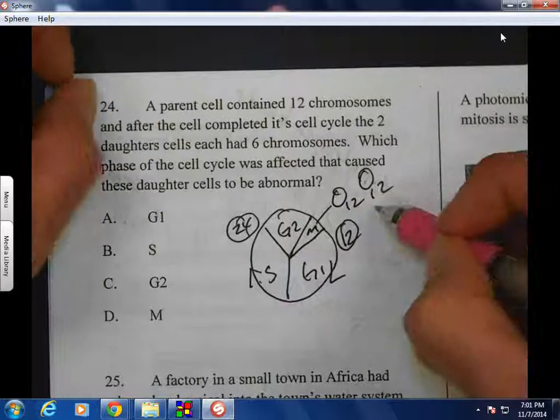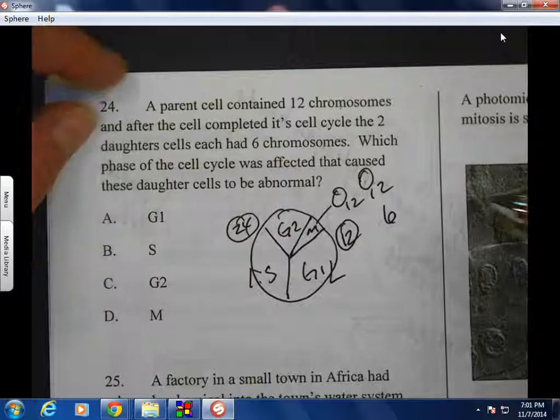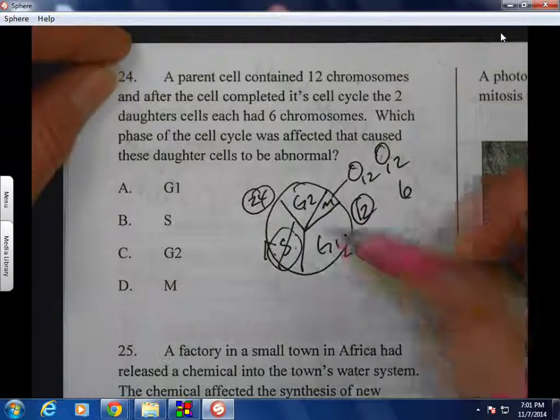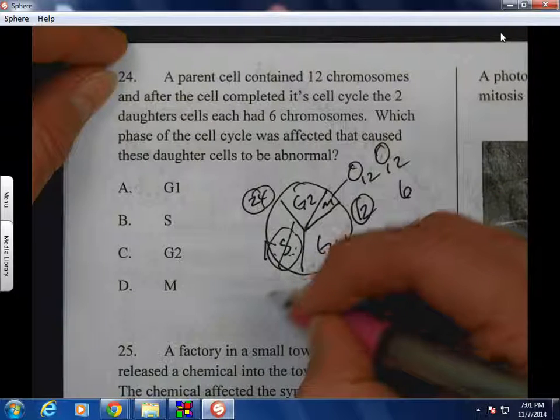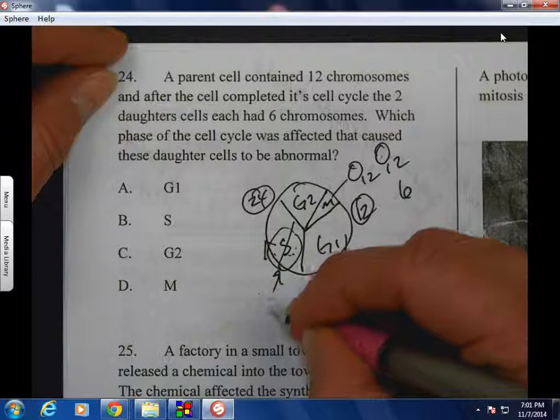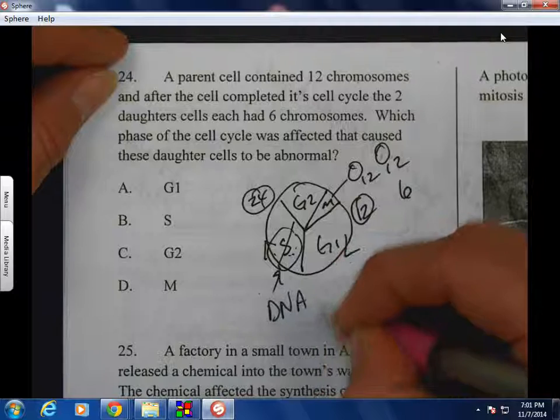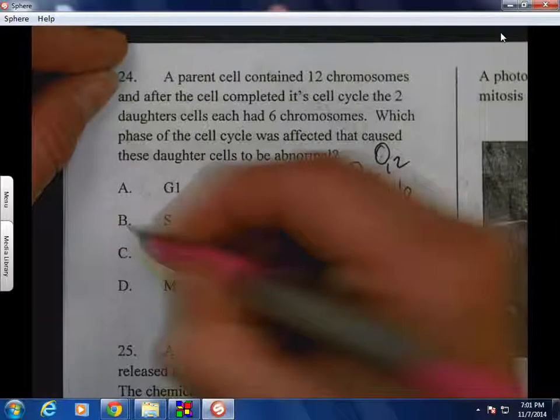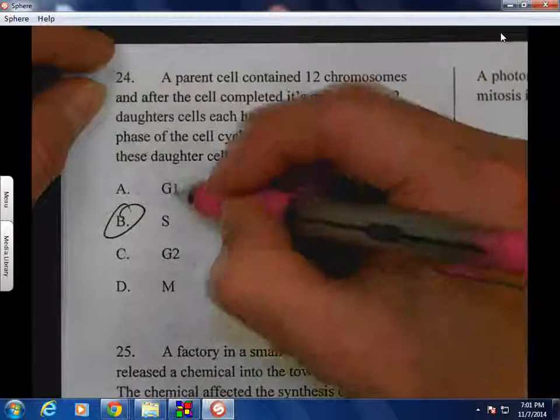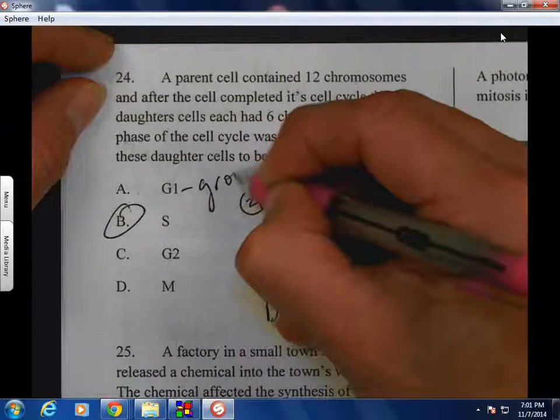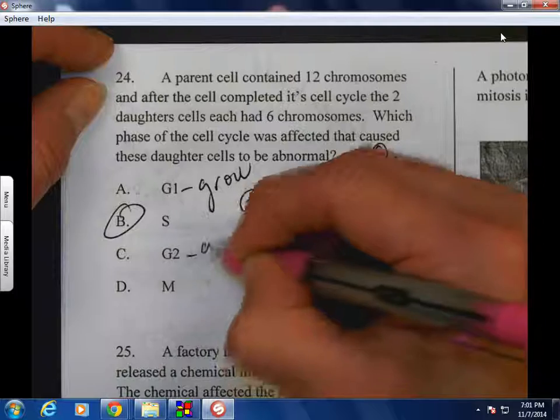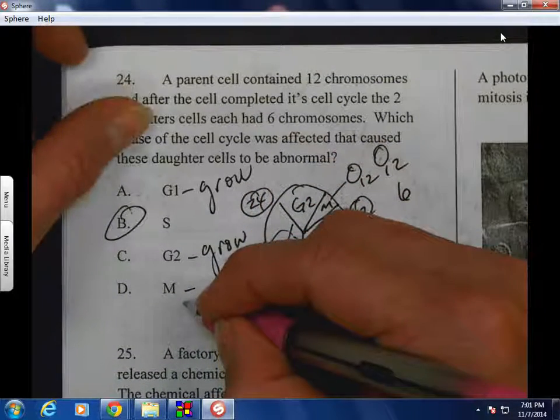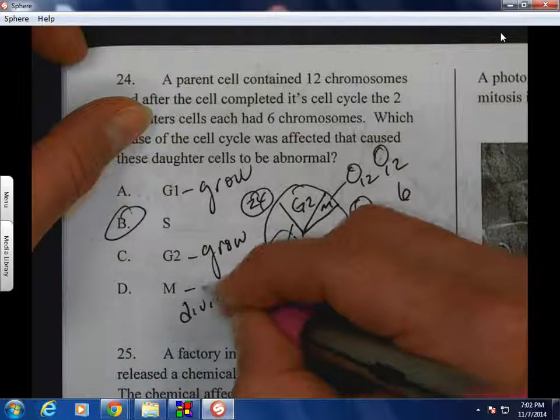So if it only has 6, what must have happened is it didn't replicate in the S phase, because the S phase is for DNA replication. So S is the correct answer. G1 is to grow, G2 is also to grow, M is to divide the nucleus, the mitosis.